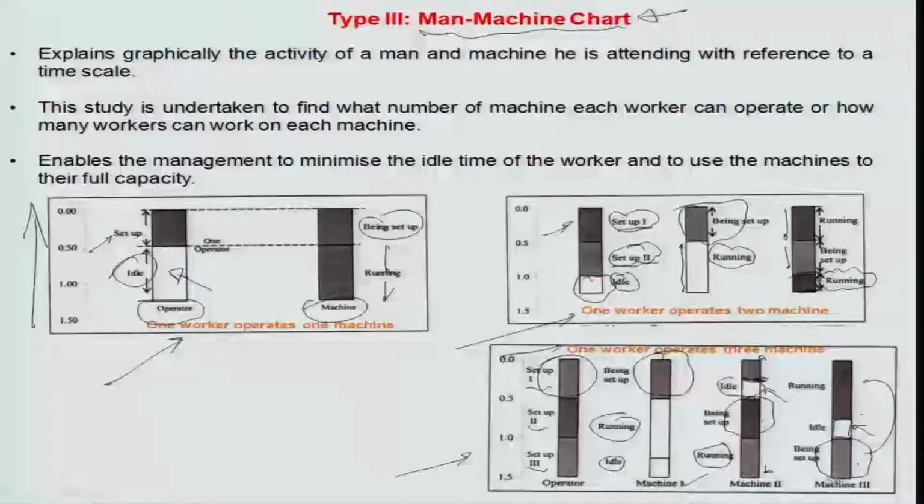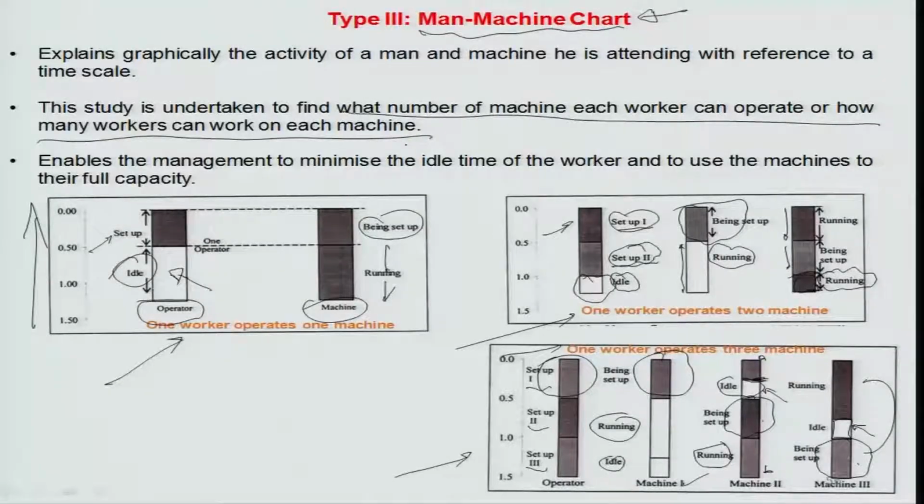So, it is a study which is undertaken to find what number of machines each worker can operate and how many workers can work on each machine, and it enables the management to minimize the idle time of workers and also that of machines, and you can use the machines at full capacity by looking at the man machine chart. So, these are organized, intelligent representations carried out in a manner so that you have less idle time and less slack as far as possible in a work system.